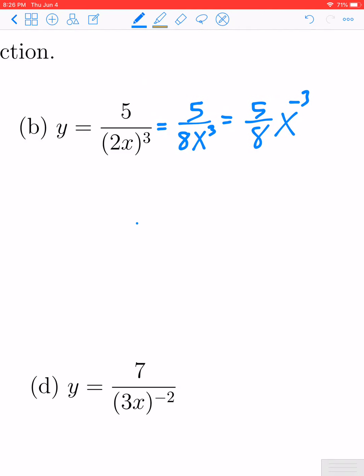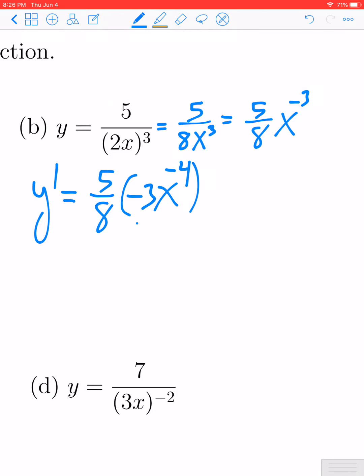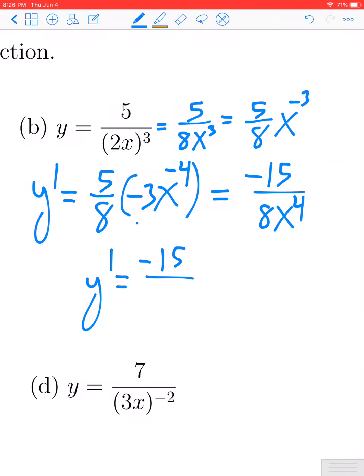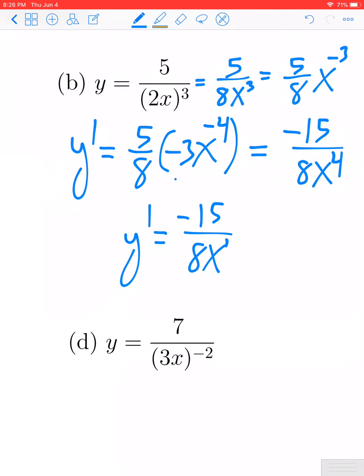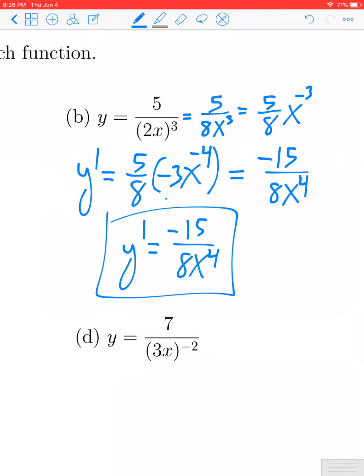And now we can go ahead and take our derivative. Y prime is going to be equal to, we have 5/8, bring the negative 3 down, reduce the power by 1. So we get 5/8 times negative 3x to the 4th power, which is going to end up giving us negative 15 divided by 8x to the 4th. So that's our derivative y prime for this function. Let's take a look at part C.